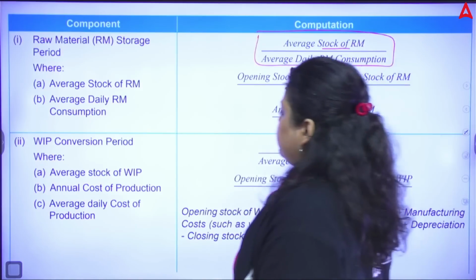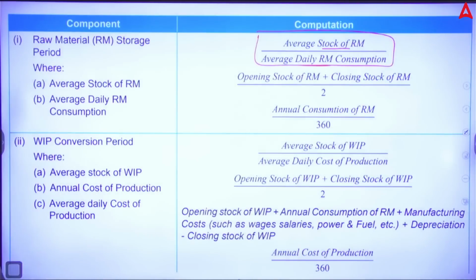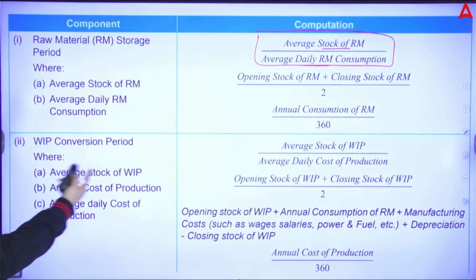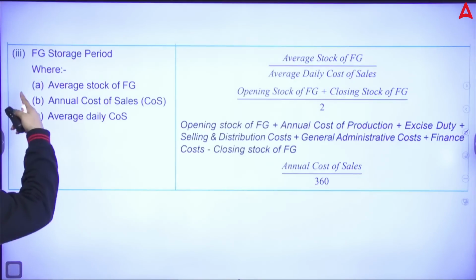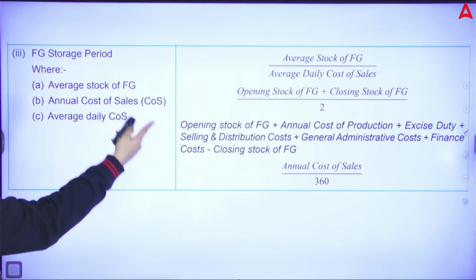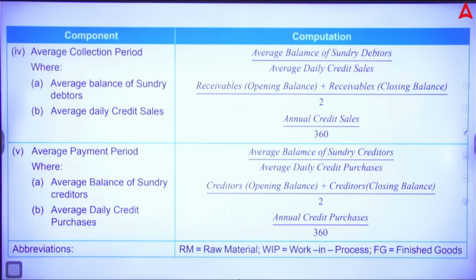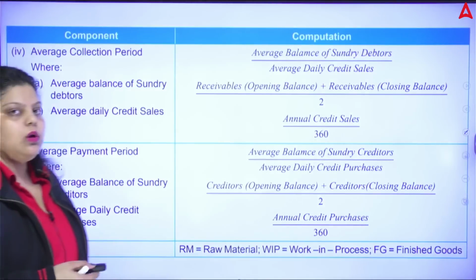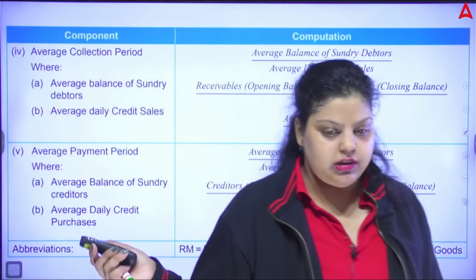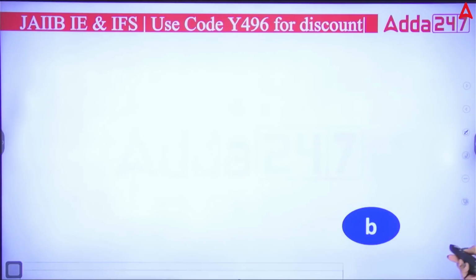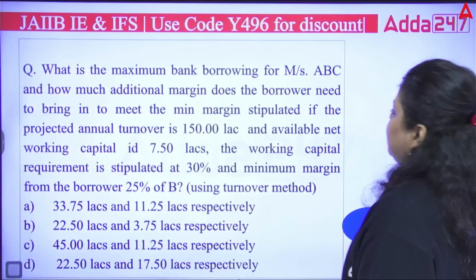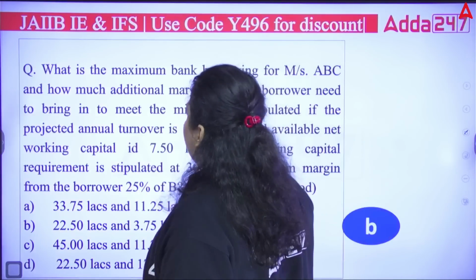So this is the raw material storage formula. Similarly, the work in progress conversion period formula, the finished goods storage period formula, the average collection period formula and the average payment period formula have also been given. Most of the time they ask for the raw material storage period only, but I have written all the formulas here so that you can check them. Remember these.